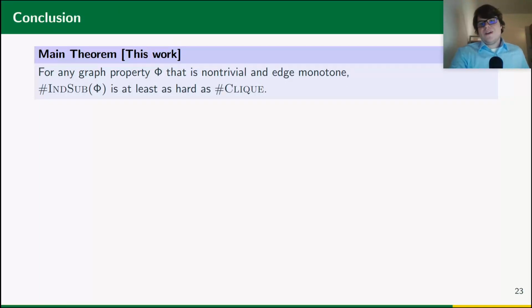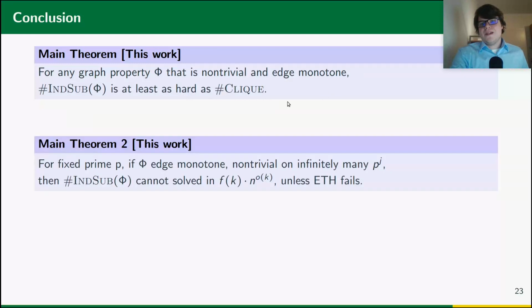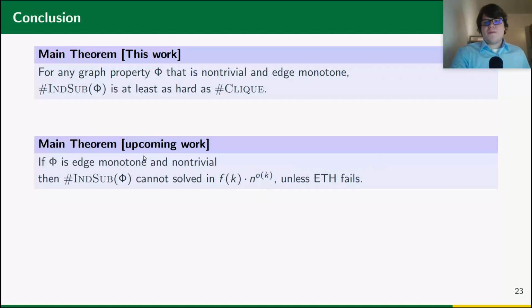And this basically states that if something is non-trivial and edge monotone, then we are at least as hard as a clique problem in this case. And what we also show is that for the most part, if we are non-trivial on infinitely many prime powers, then we even get these tight lower bounds under ETH, meaning that we cannot be much better than brute force. And of course, we have here the caveat that we need prime powers, but in some upcoming work that we are currently working on, we remove this condition and only need non-triviality to show these tight lower bounds.